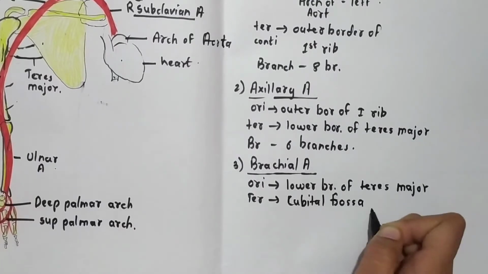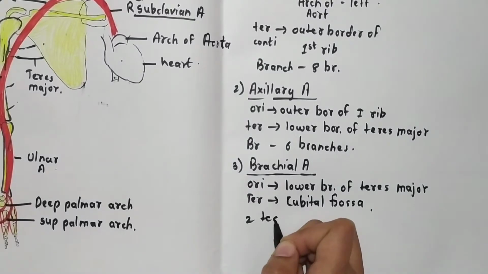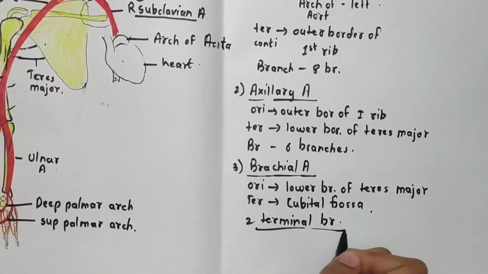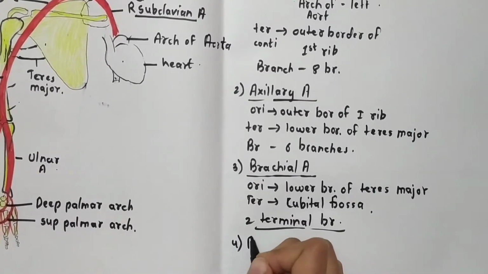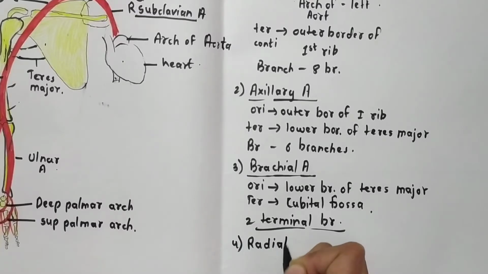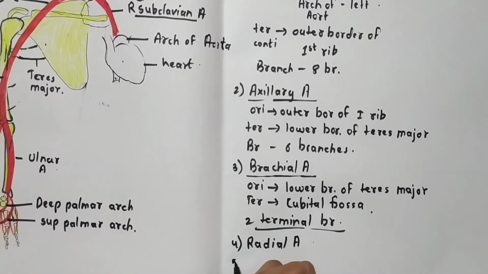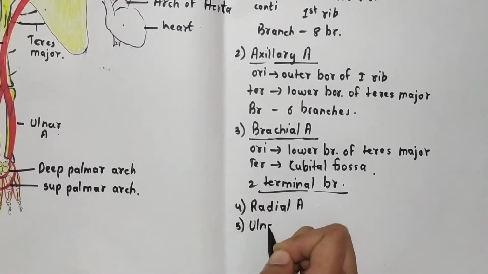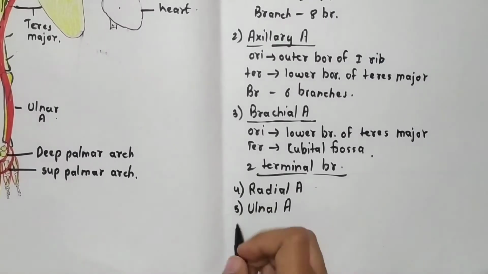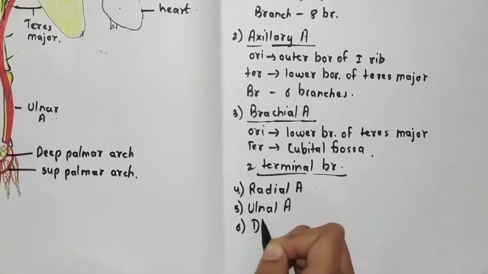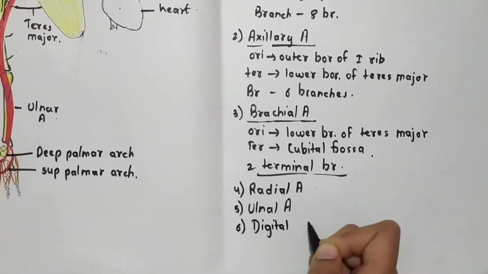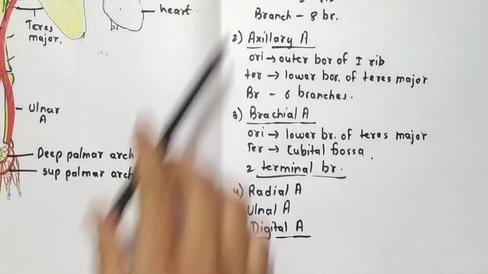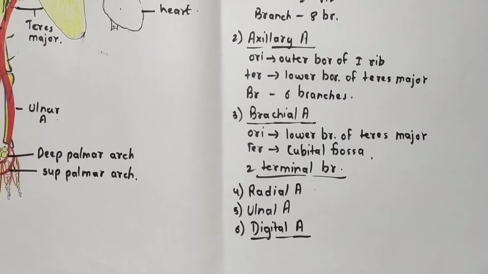Cubital fossa, and 2 terminal branches continue in the forearm. So we can also count this: radial artery. Fifth one is ulnar artery, and then digital arteries. So these are total 6 arteries which supply upper limb.